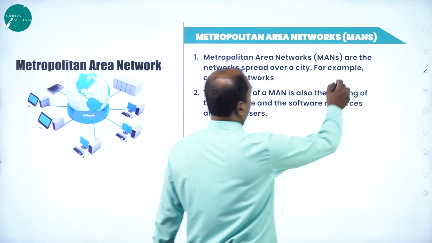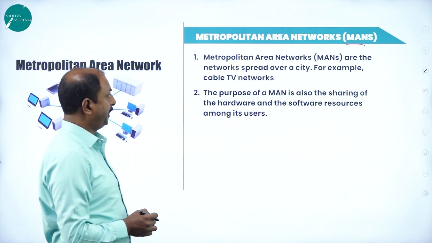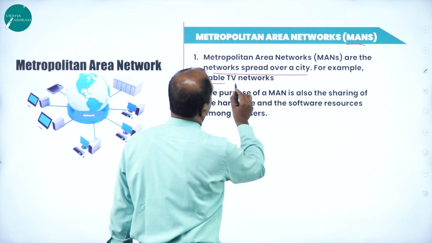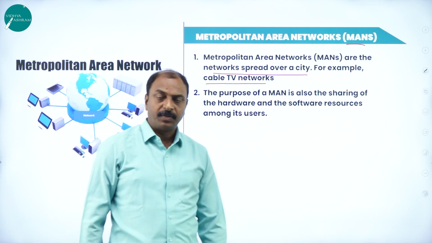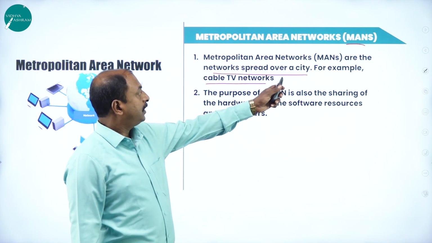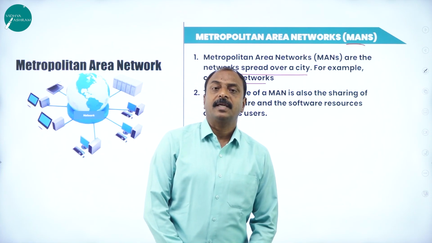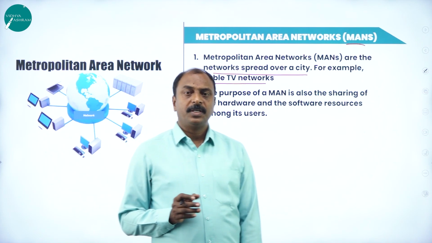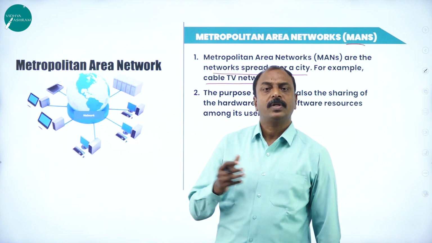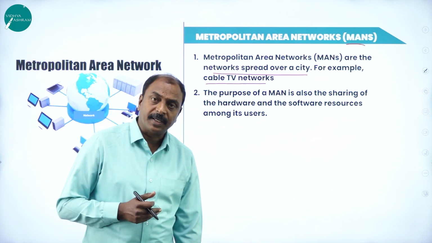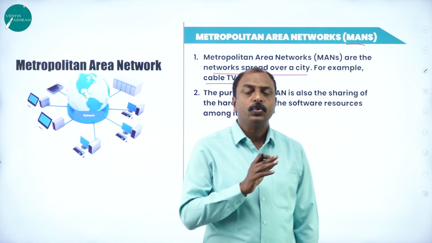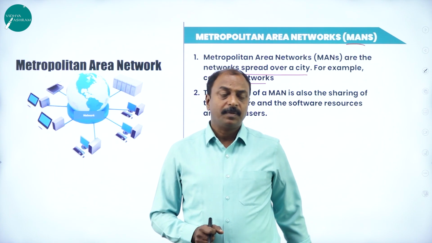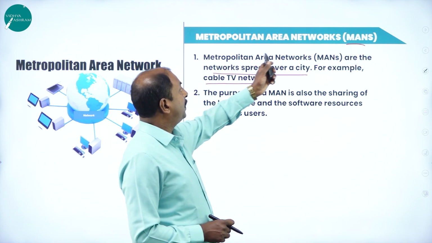Next we talk about MAN, that is metropolitan area network. Here these networks spread over the city, for example, a cable TV network. You can imagine a cable TV network spread over one location or the entire city. You can imagine the distance between two TVs or two houses that are connected to each other. So that is a very good example of a MAN or metropolitan area network.